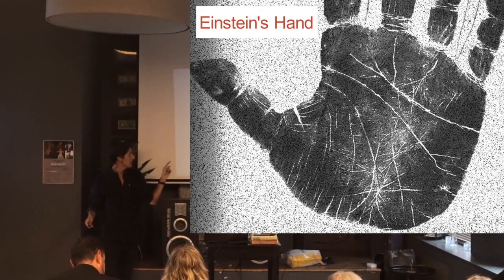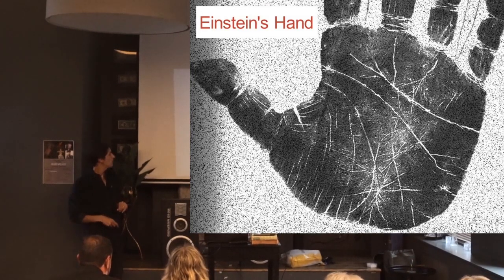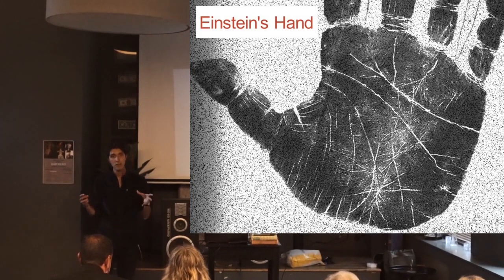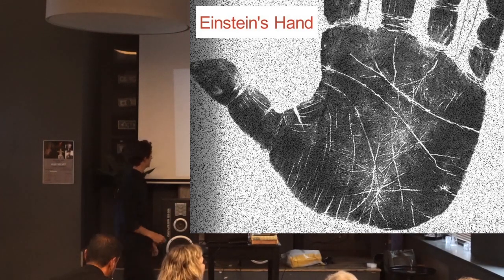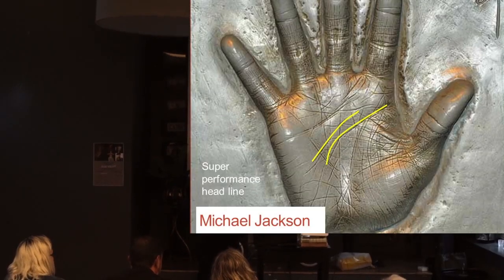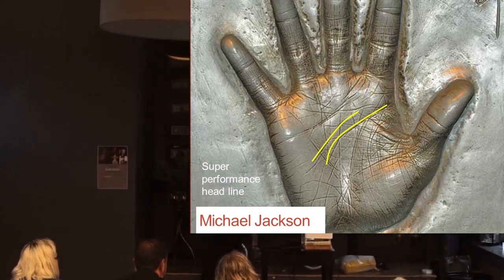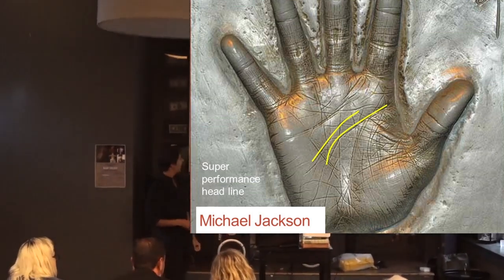And this is Einstein's hand. So yeah, we can see that the headline of this hand is really quite exceptional, as it should be, because he's a smart bloke. And then above it, he's got this floating headline. So I'll mark it in here and then there.